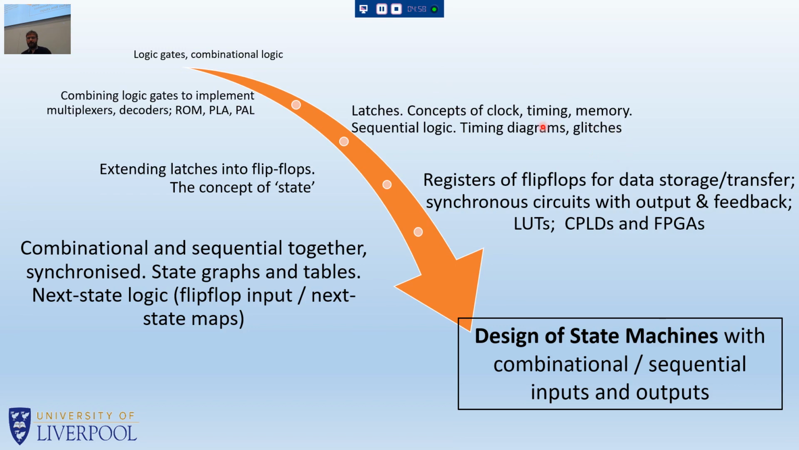And we looked at the possibility of glitches, that is unexpected output due to this sequence and the time involved. And we looked at how to analyze things with timing diagrams. We extended this into flip-flops. Okay, so latches, what's the difference with a flip-flop in terms of how we use them?